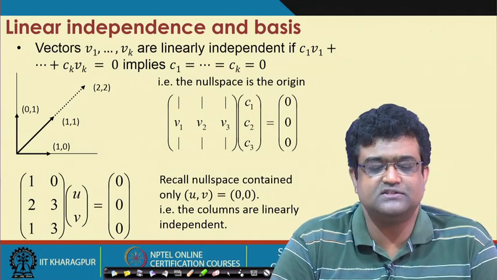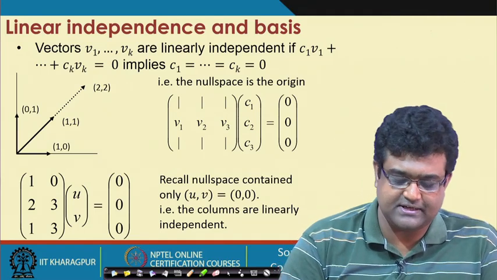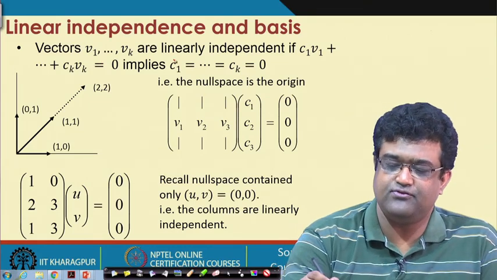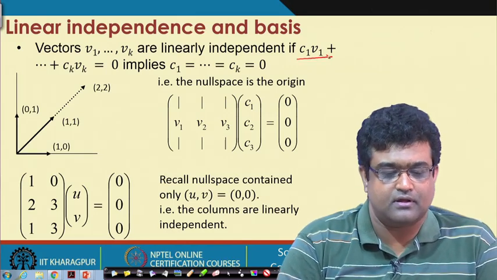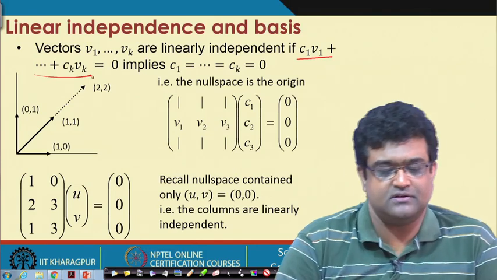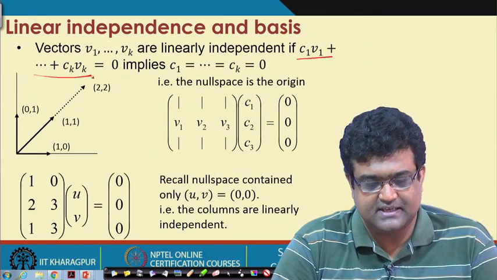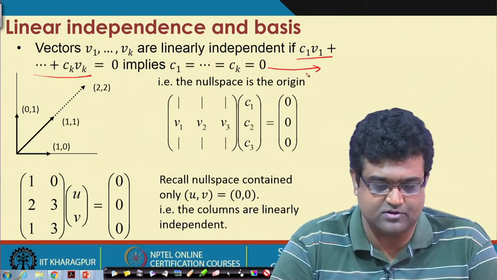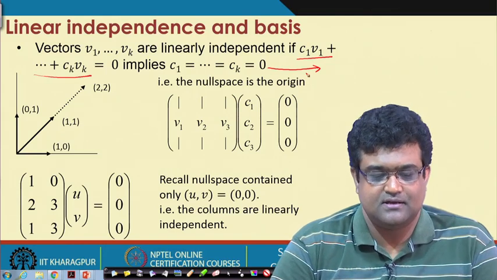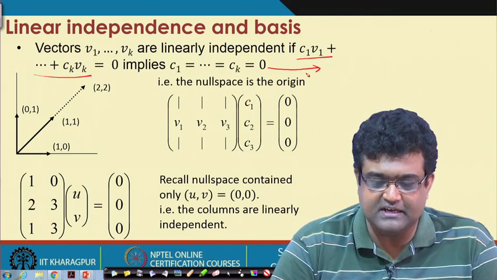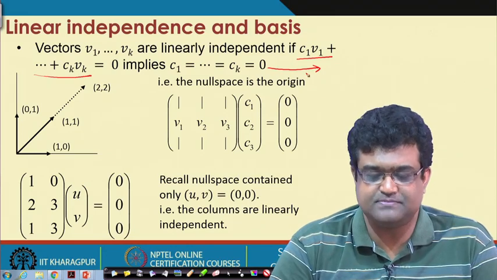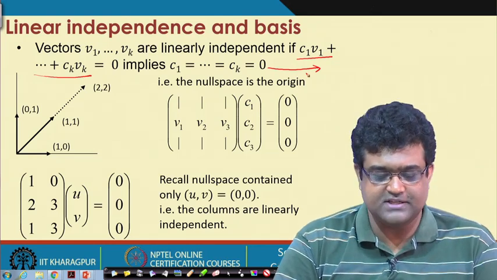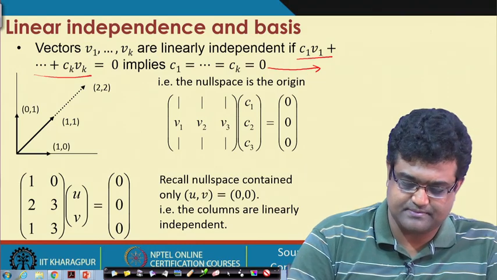Next, we discuss the concept of linear independence. A set of vectors v1 through vk are linearly independent if a linear combination of these vectors equal to 0 implies that the coefficients are all 0. In other words, a set of vectors are linearly independent if their null space is the origin. Note that the origin is always contained in the null space.